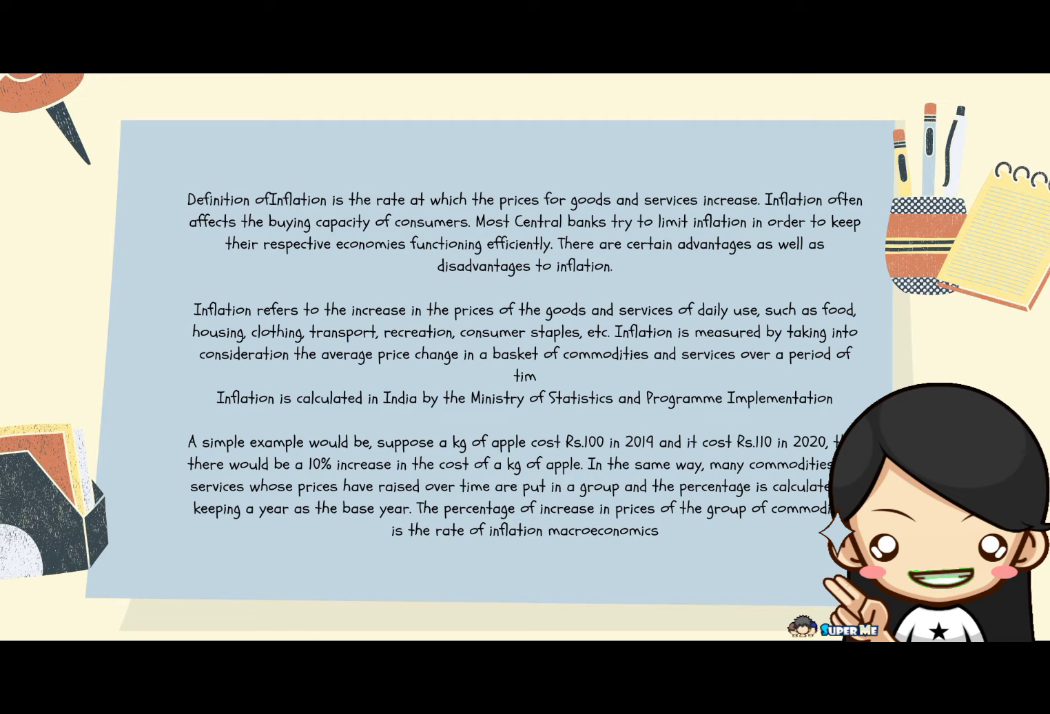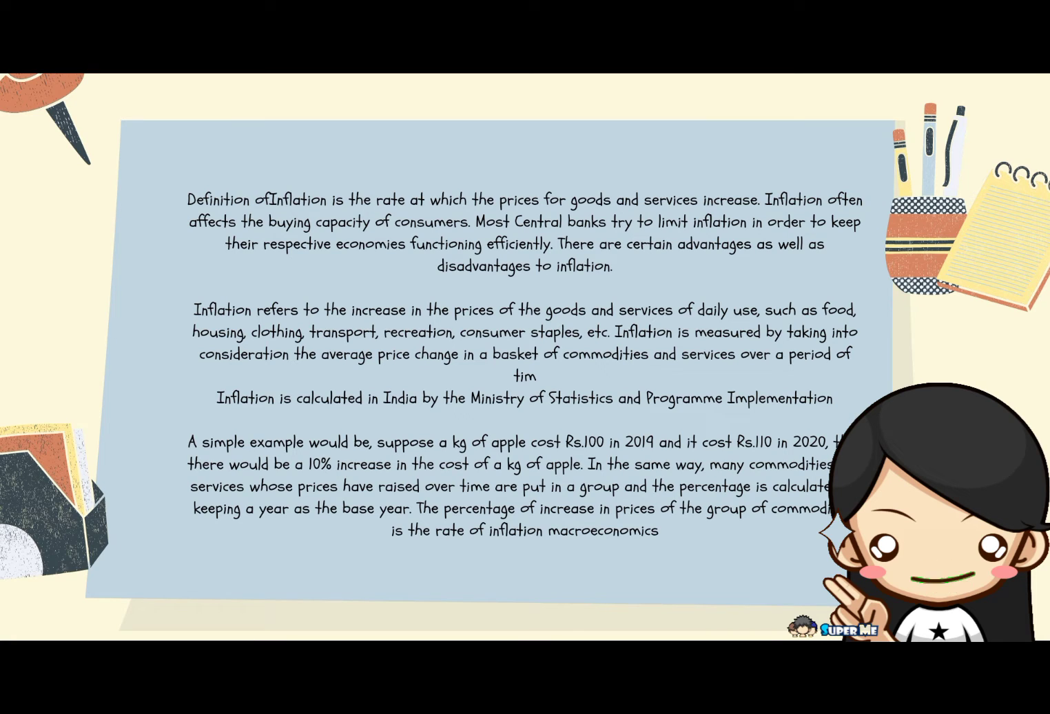Inflation often affects the buying capacity of consumers. Most central banks try to limit inflation in order to keep their respective economies functioning efficiently. There are certain advantages as well as disadvantages to inflation. Inflation refers to the increase in the prices of goods and services of daily use, such as food, housing, clothing, transport, recreation, consumer staples, etc.